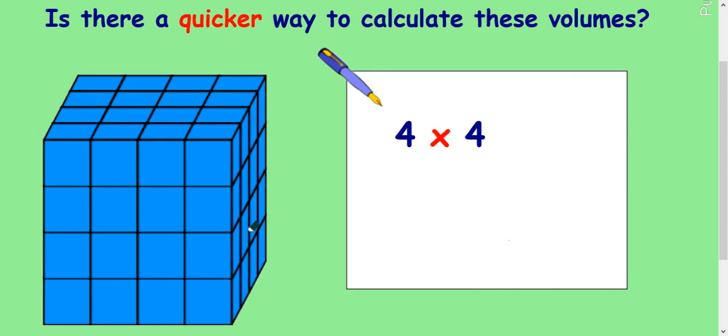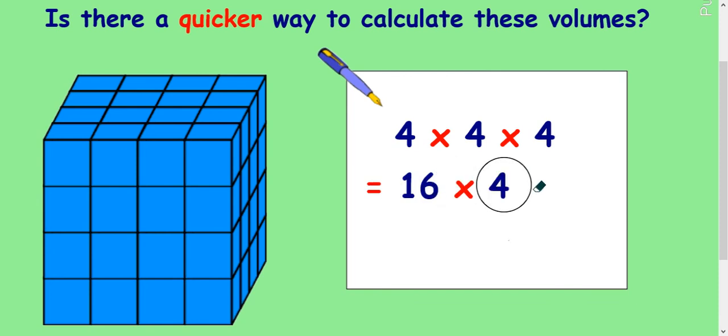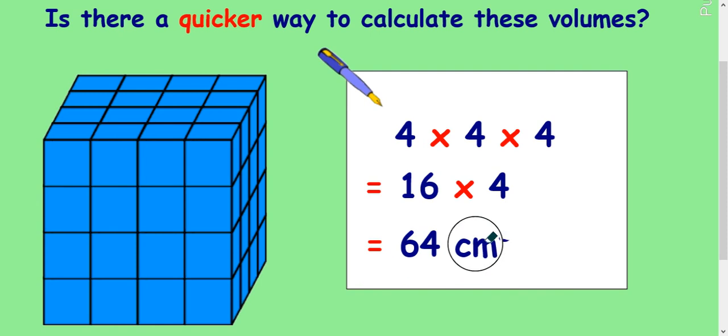And then you've got 4 layers of that, 1, 2, 3, 4. So you need to times it by 4 again. And this would give you 16 times 4, this bit would come to 16. And then you could set a sum out for that, but it would be 64 centimetres cubed. So this is a quick way to work this out.